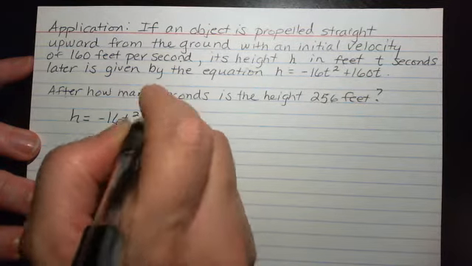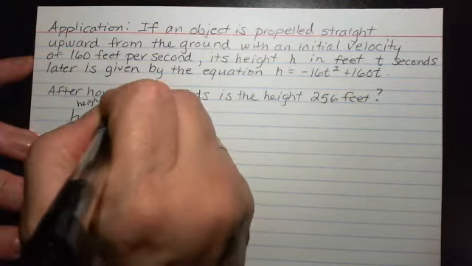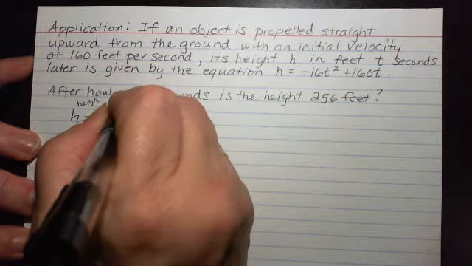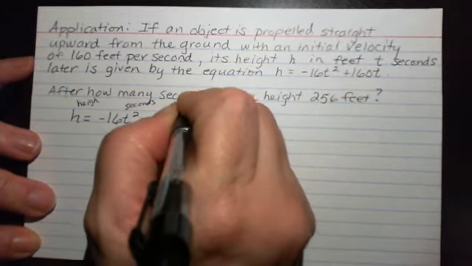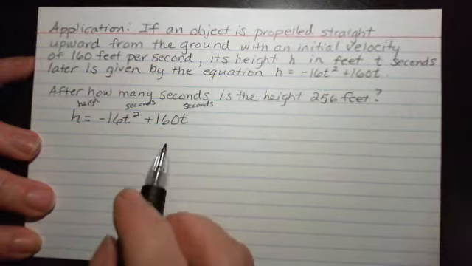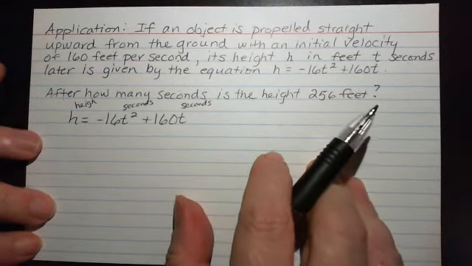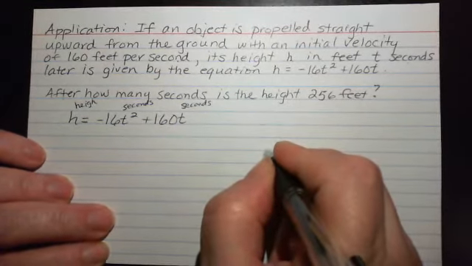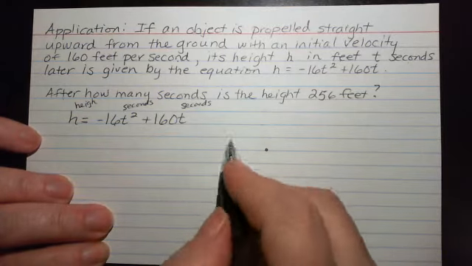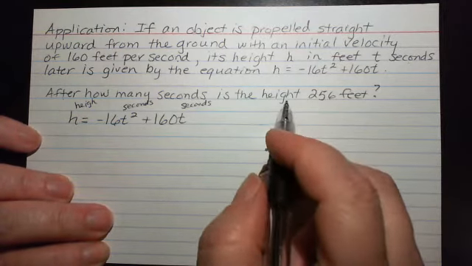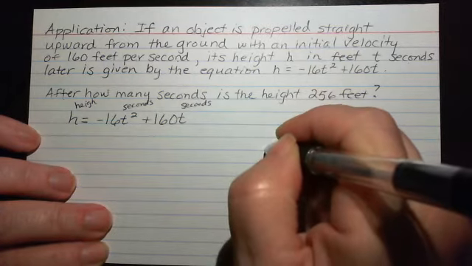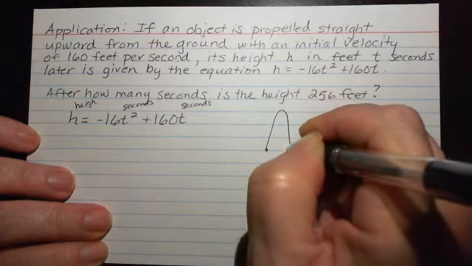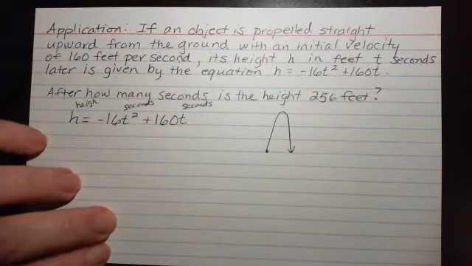And remember that h stands for the height and t stands for the time in seconds. Another important thing to do is to sketch a picture of what this might look like. An object is propelled upward from the ground, so if here's a spot on the ground, an object is propelled upward, then we need to think through this. If we shoot an object upward into the air, what do we know also happens? Well, it comes back down to the ground, right? So there's sort of a picture of what's happening here.